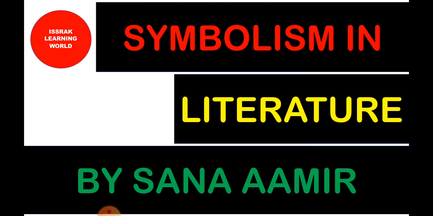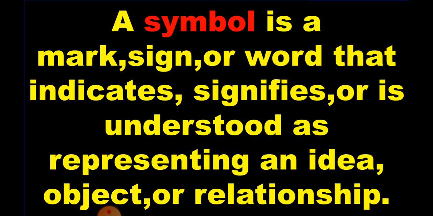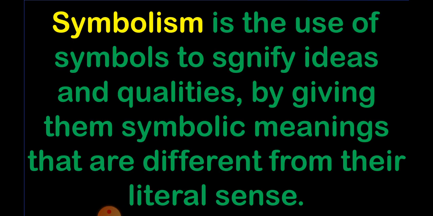Today I'm going to tell you about symbols, symbolism and its kinds. Let's start it. A symbol is a mark, sign or word that indicates, signifies or is understood as representing an idea, object or relationship. Symbolism is the use of symbols to signify ideas and qualities by giving them symbolic meanings that are different from their literal sense.